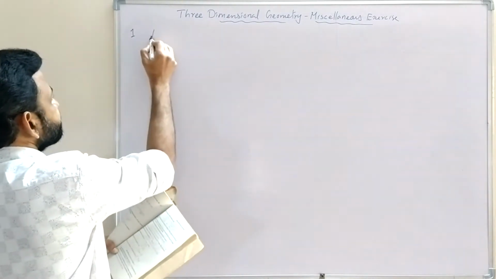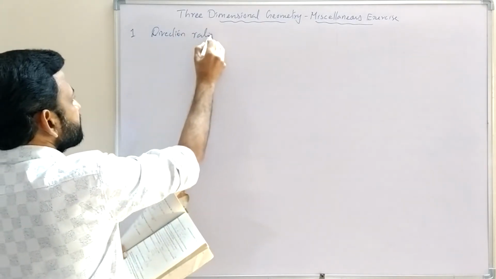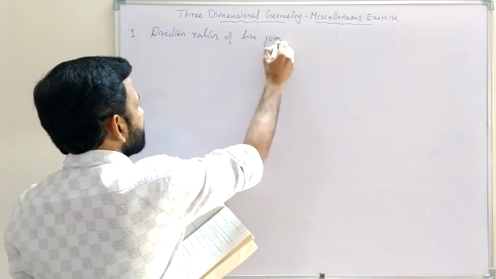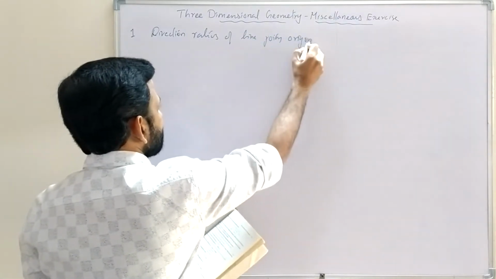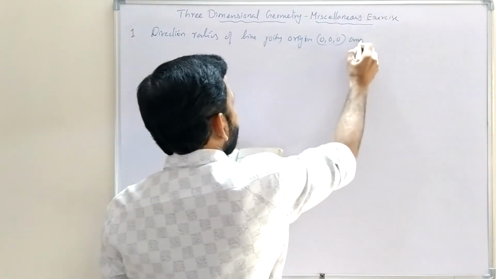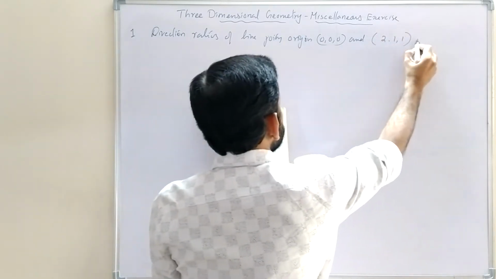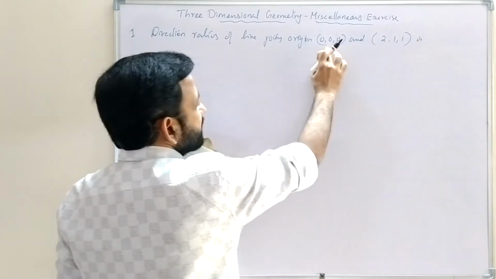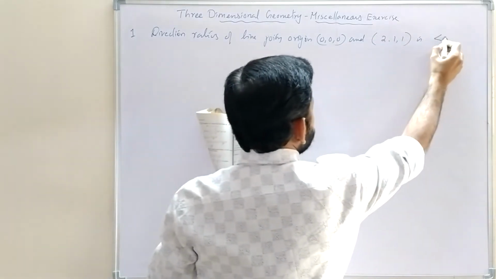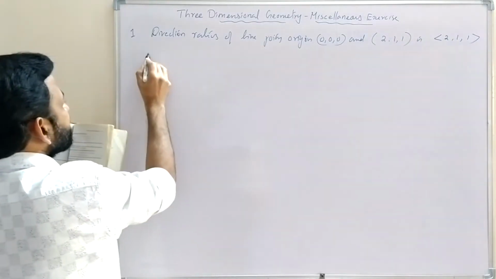So we will write direction ratios of line joining origin, which is 0, 0, 0, and the point 2, 1, 1. The direction ratios are x2 minus x1, y2 minus y1, z2 minus z1. So the direction ratios are 2, 1, 1.